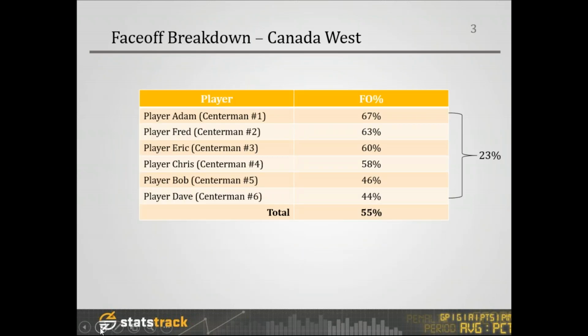The Statstrack team dove deeper into the data and found that while the team on average won 55% of their face-offs, when we looked deeper, we saw that there was a wide range of success among the draw takers, from a high of 67% for one player to a low of 44% for another. That's a gap of 23%, and what team wouldn't like to improve their face-off percentage by 23%?